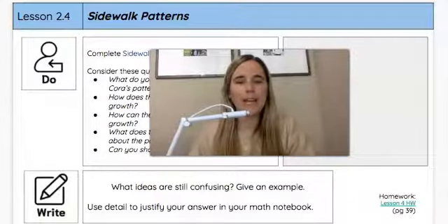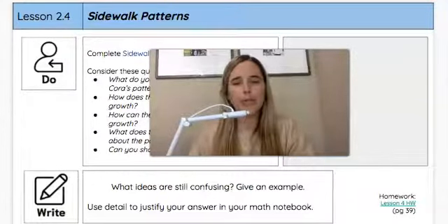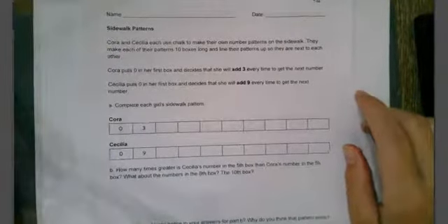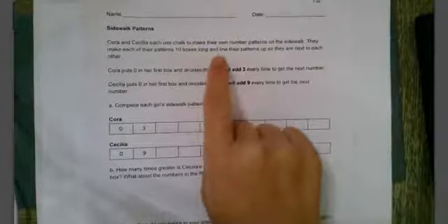Today, you're going to analyze and compare two different growth patterns. Have you ever played hopscotch on a playground or on a sidewalk? Well, that's going to be what this task is all about. Cora and Cecilia are creating sidewalk patterns. They make their patterns 10 boxes long, and then line their patterns up so they're next to each other.